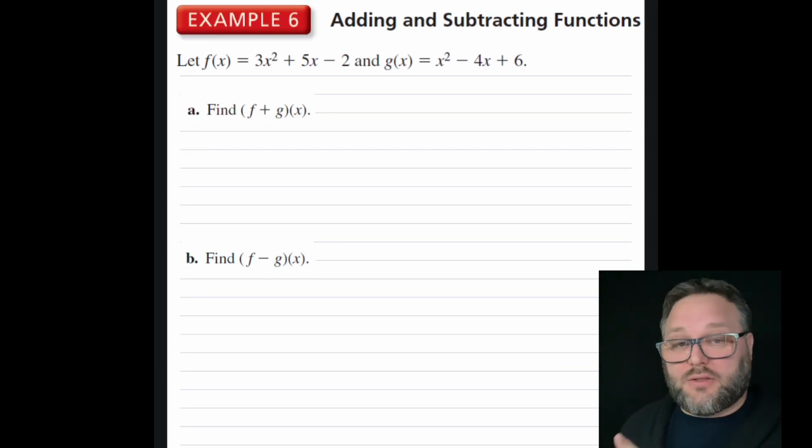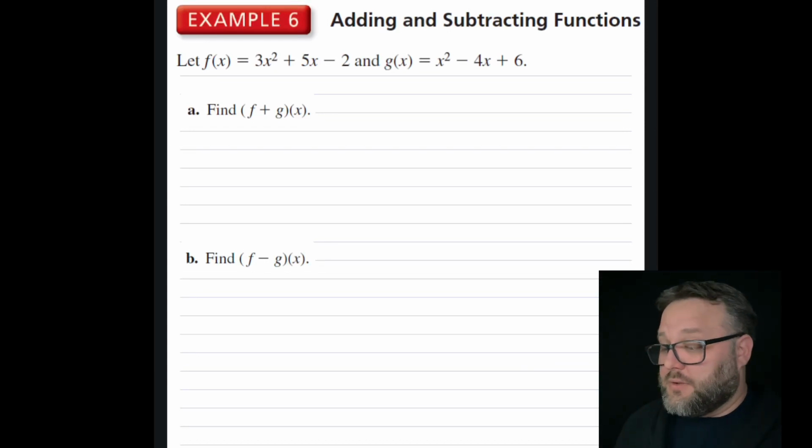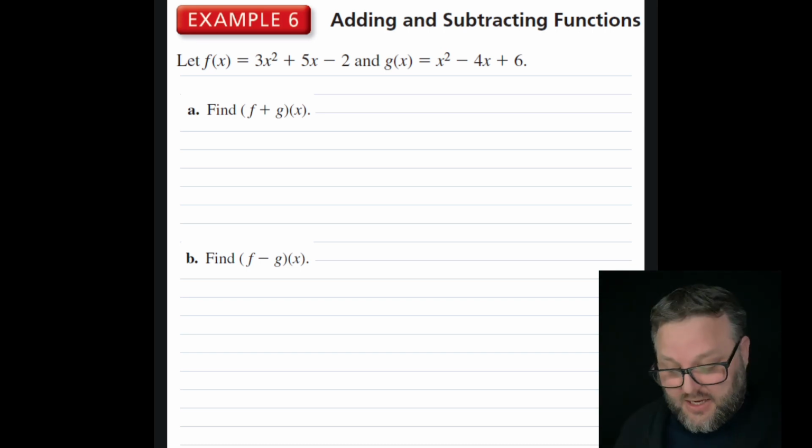All right, ladies and gentlemen, we got two more, including this one. So let's get to it. We're talking about adding and subtracting functions.